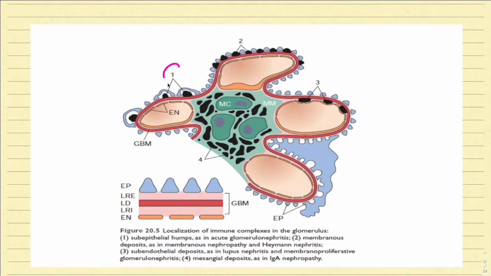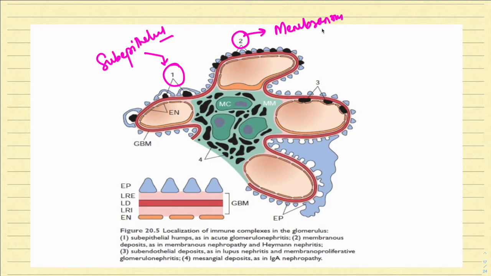So if you can see number 1, what kind of deposit is it? Yes, number 1, this deposit is located in the subepithelial region, so they are classically the subepithelial deposits. Number 2, sometimes they say they are in the subepithelial region, but classically they are in between the epithelial cells. That is why these deposits are also called membranous in nature. Sometimes membranous and subepithelial deposits are used interchangeably.